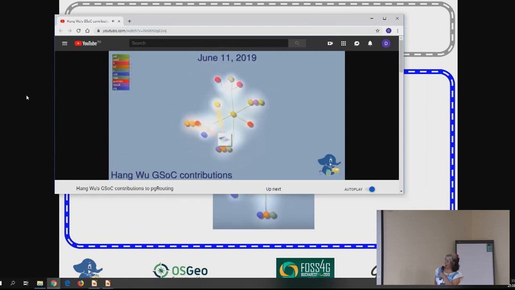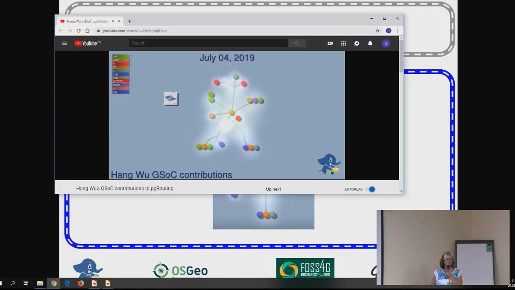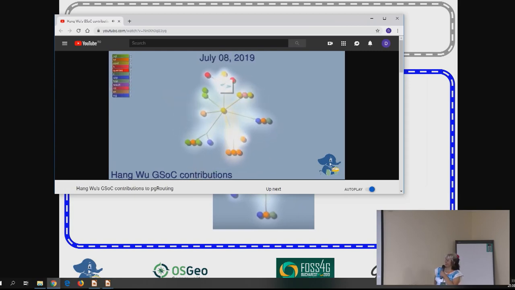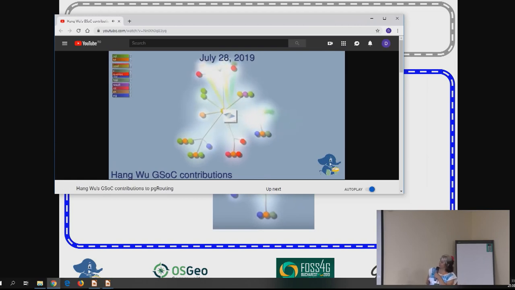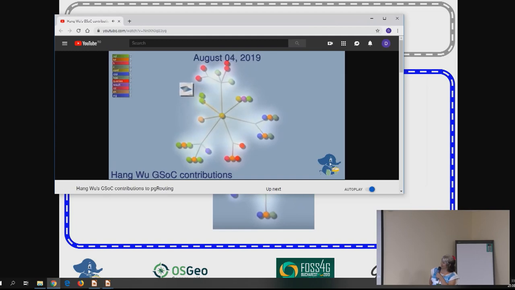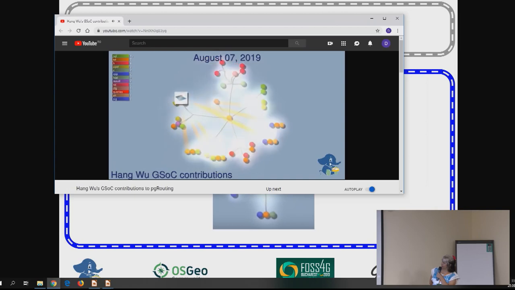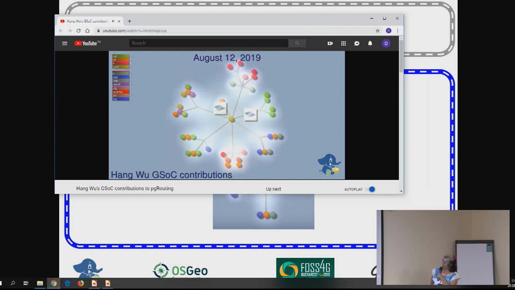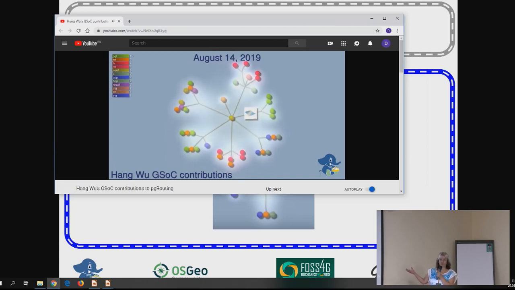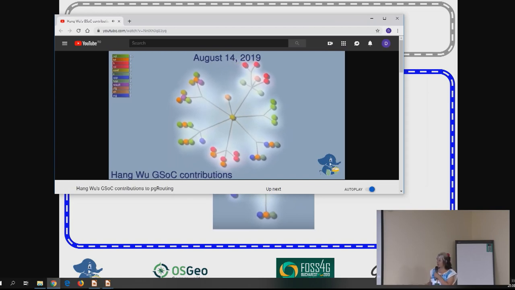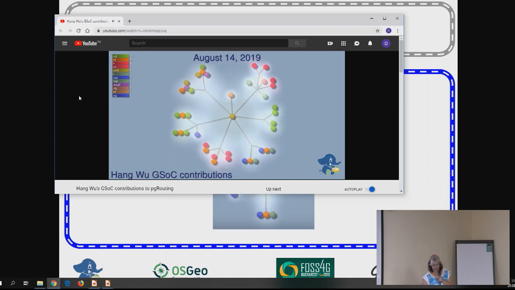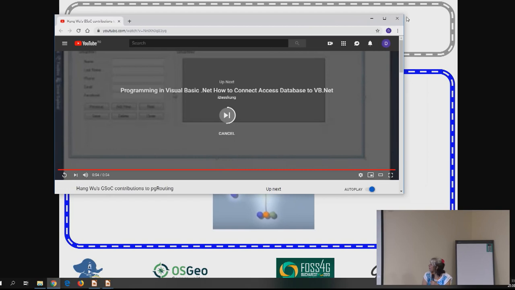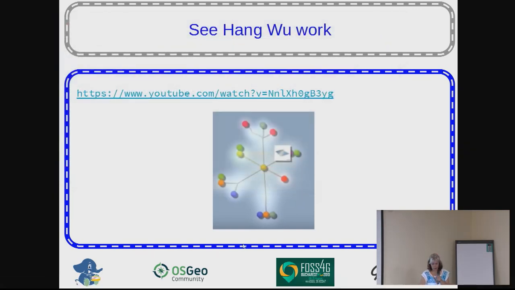That is Han Wu working on this summer. And all those dots represent the files he touched. And you can see that he worked. So this is important for me to show because it's their students' efforts. I'm going out, and they're coming in. And we go to the next slide.